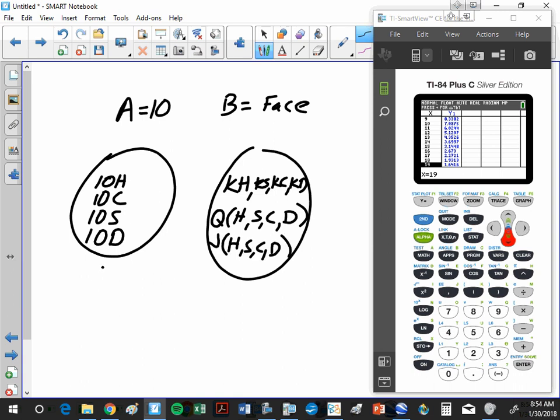So there are 4 cards in A. How many are there in B? 12. So what's the probability that A happens? 4 out of 52. What's the probability that B happens? 12 out of 52. What's the probability that A or B happens? 16 out of 52. Do we have to worry about any overlap? No. What's the probability that A and B happen? 0. There is no overlap. Does that make sense? Okay.